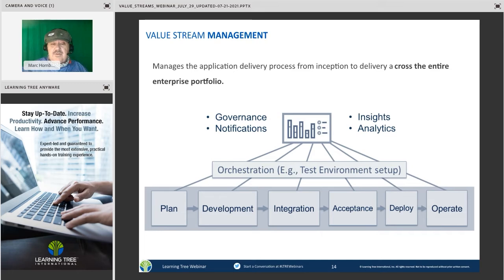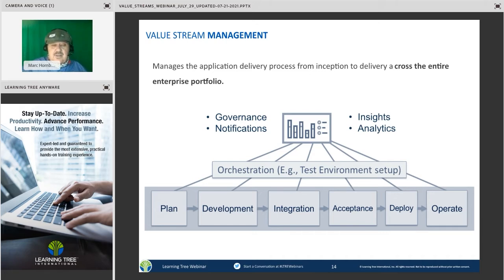So value stream management is really about managing all of the stages and steps and activities across the entire value stream. It provides orchestration capability, so it can actually drive different activities that happen within each stage and between stages, such as setting up test environments, for example, or maybe orchestrating a policy or an approval process. So it can orchestrate all those things, people, activities, as well as processes and technologies.